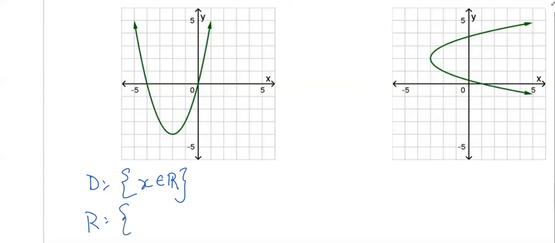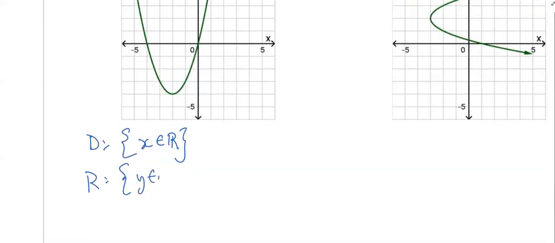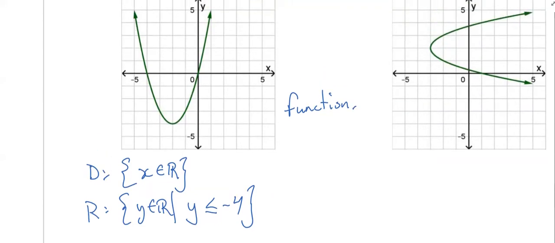Range. Is there any restriction on the y's? Y has to be bigger than or equal to -4. It touches -4, I think, right? We agree on that. So it touches -4 and it goes bigger, but never goes below. So we start with y as an element of the real numbers such that y is greater than or equal to -4. Is it a function? Yeah? Good. Function. It passes the vertical line test. Okay, next one.